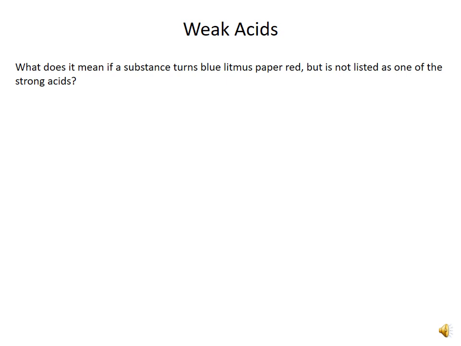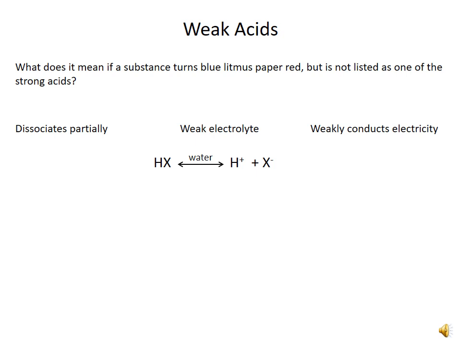So there's actually one more category of acids and bases we need to discuss, and those are the weak acids and bases. So we're going to start with weak acids. And this will be the scenario where you might see in the lab that blue litmus paper turns red, and then when you look at the substance you find that it's not listed as one of the strong acids. So what's happening here? Well, these are acids that partially dissociate into their ions, meaning there's fewer ions in solution, therefore they conduct electricity weakly, and so we call these weak electrolytes.